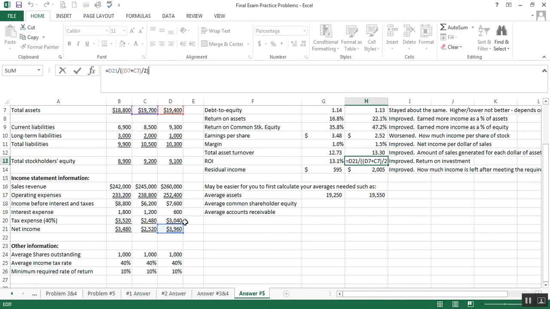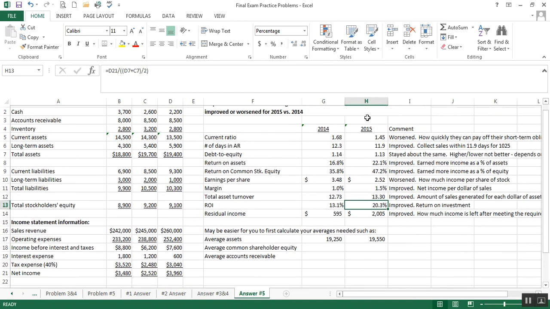ROI is the net income over your average assets. So this was sales. This one is net income. So it's telling you your return on investment, basically. How much you're earning for how much you invested in the assets of the company. Higher is better. So in 2015, again, they improved.